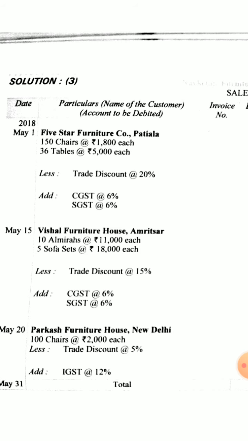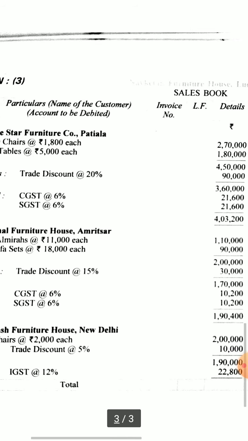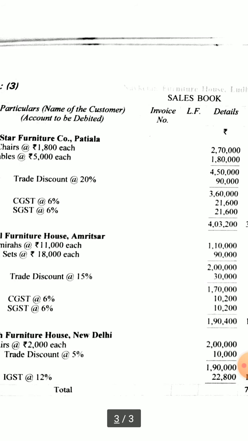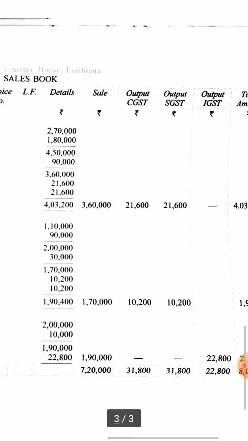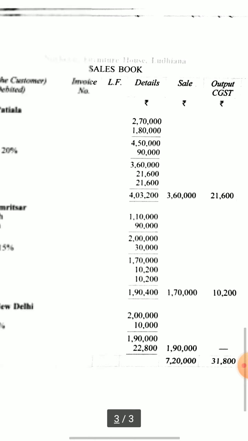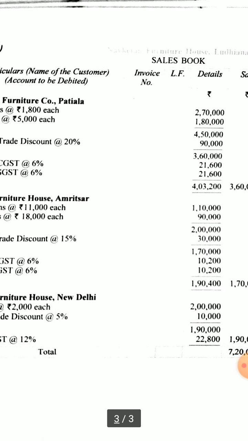Again on May 15, Vishal Furniture House, Amritsar: 10 almirahs at the rate of rupees 11,000 each and 5 sofa sets. Only you have to calculate. Trade discount was here 15%, so subtracting 15% we get 1,70,000. We will add CGST and SGST and we will get the amount. Again we will write the components in the respective columns. So in this way we will get 1,90,400.